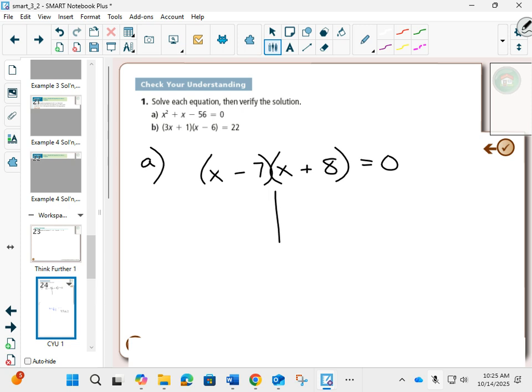Then, from here, either this one could be 0. If this one is 0, what's x? 7. If this one is 0, what is x?